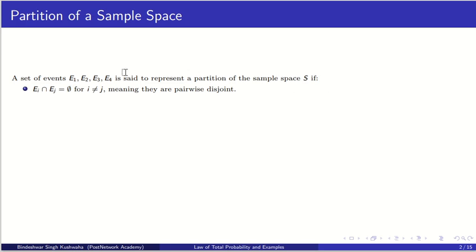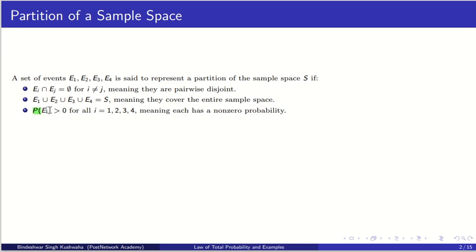A set of events E1, E2, E3, E4 is said to represent a partition of the sample space if Ei and Ej are disjoint, that is, Ei intersection Ej equals phi, meaning they are pairwise disjoint. Because they are disjoint, E1 union E2 union E3 union E4 equals the sample space, meaning they cover the entire sample space, and P(Ei) is greater than 0.